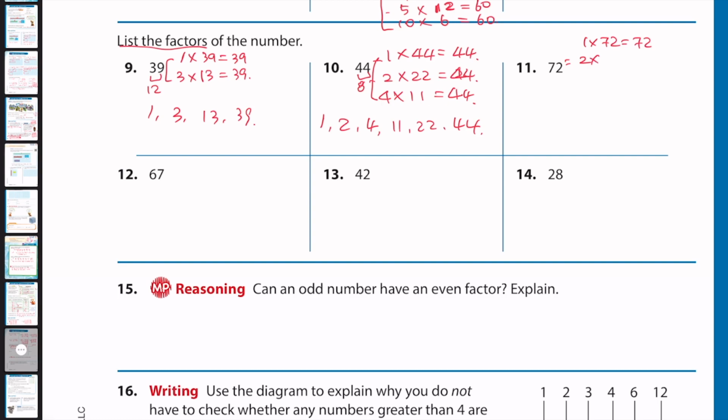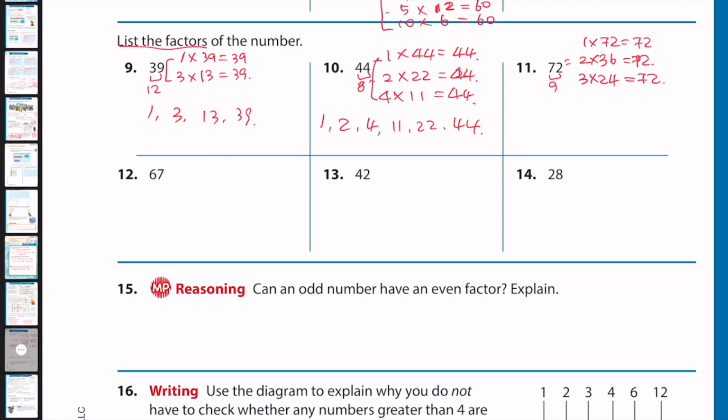Now 72. 1 times 72 is 72. And 2 can fit into 72 by 36, and 2 times 36 is 72. What about 3? When you add the digits together, it's going to be 9. Yes, this is divisible by 3 and 9. What about 6? Yes, this is divisible by 3, and this is an even number. Okay, we have a lot today. 3 can fit into 72 by 24, and 3 times 24 is 72.